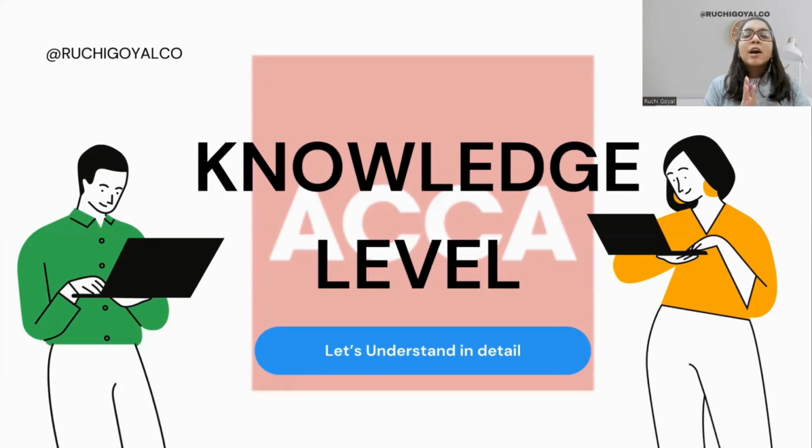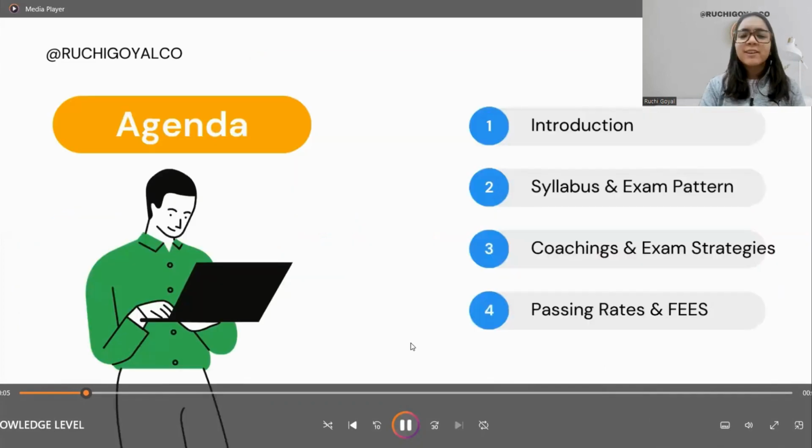Knowledge level is the easiest of all, though it is not a cakewalk, but still it is the easiest of the three levels. Of course, because this particular level has an introduction stage where you will not go deep into the subject in great detail, but yes, you will get an idea of what all you will be studying in your ACCA journey.